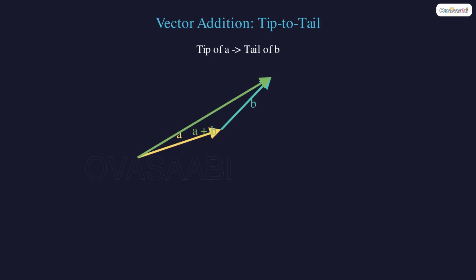To add vectors, place the second vector's tail at the first vector's tip. This is called tip to tail. The resultant goes from where you started to where you ended.